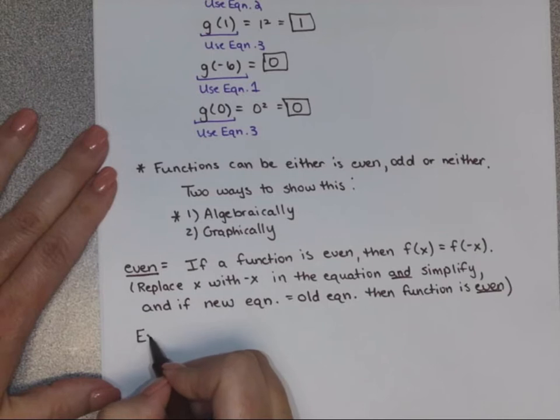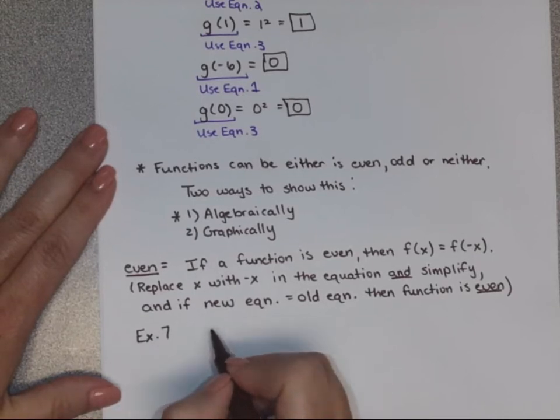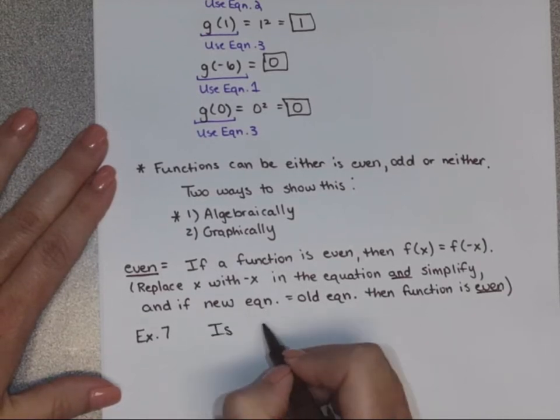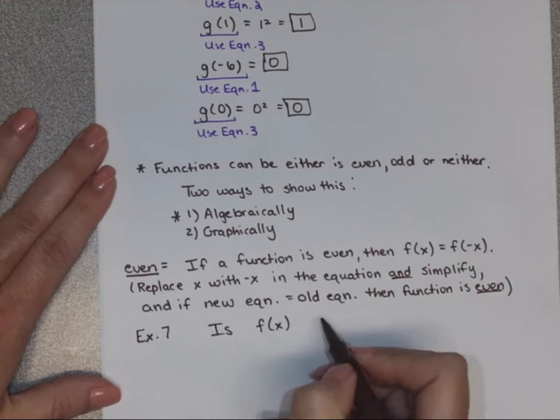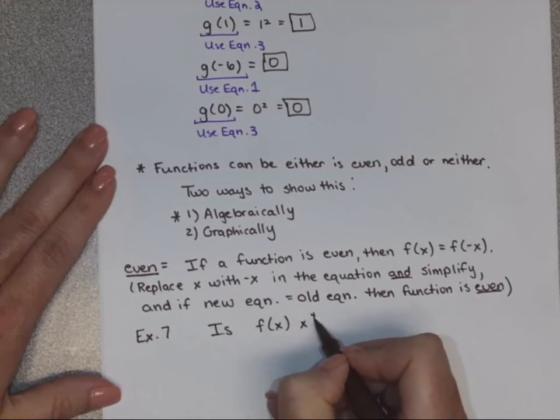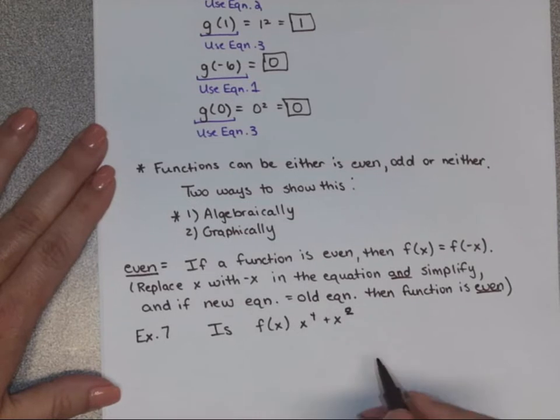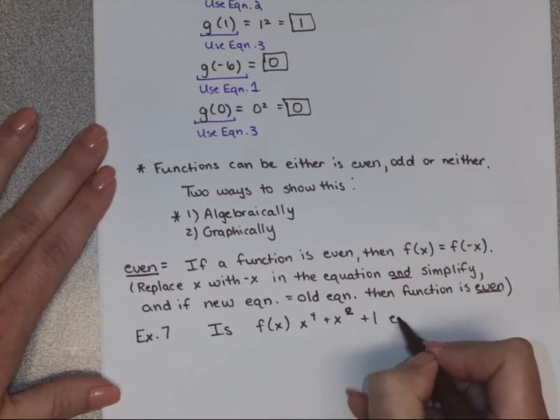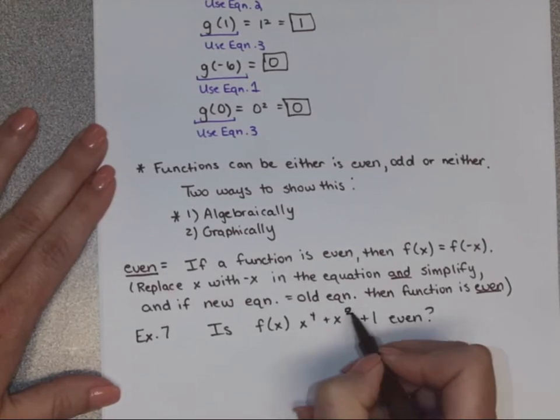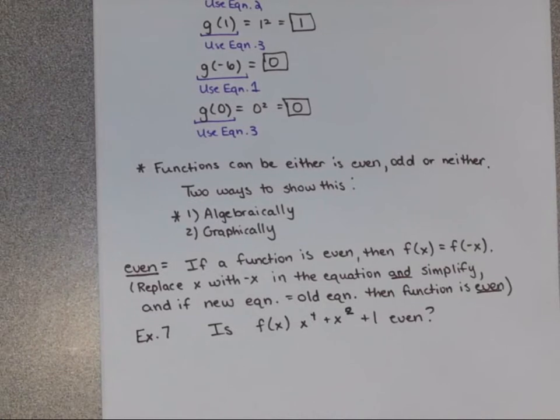So here is how I'm going to want you to be able to prove it to me. Let's take an example. I want you to tell me, is x to the fourth plus x squared, sorry, plus 1 even? So it should be x to the fourth plus x squared plus 1. I just messed up on my squared there.